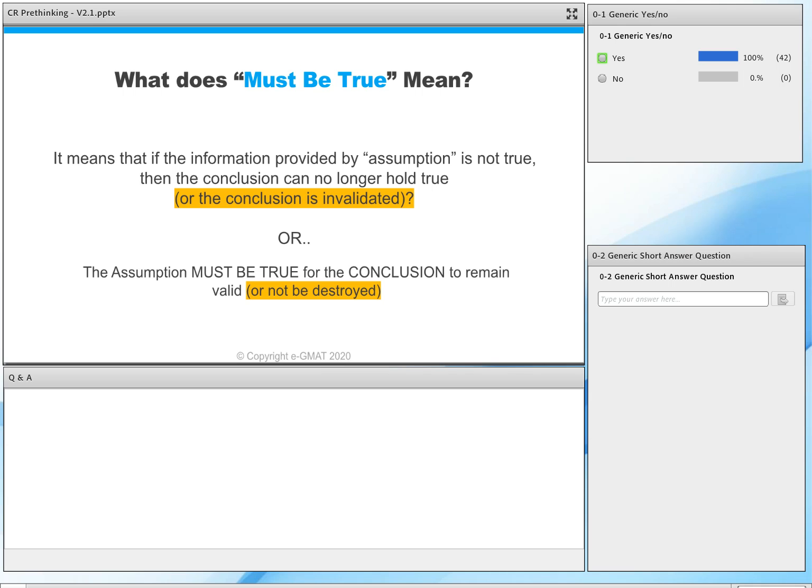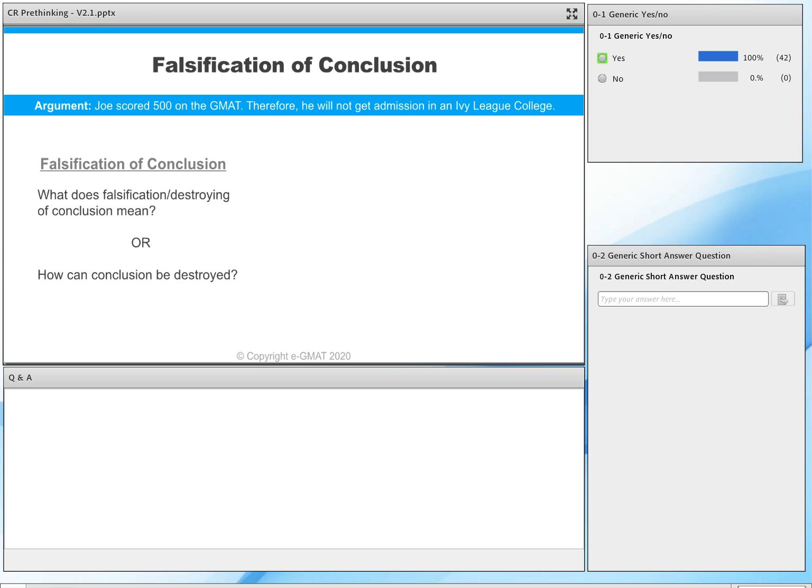And that's the fundamental aspect of must be true. A simpler way to say this is that the assumption, again, must be true for the conclusion to remain true or valid. Okay. So now we want to talk about what it means to destroy this conclusion. Or what does falsification or destruction of a conclusion mean?